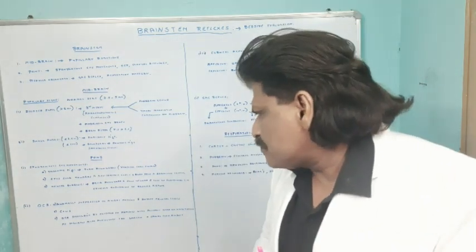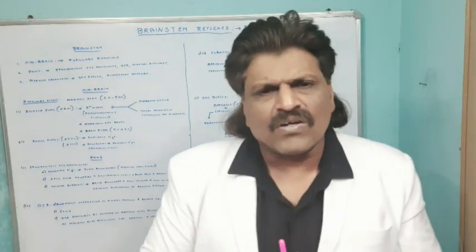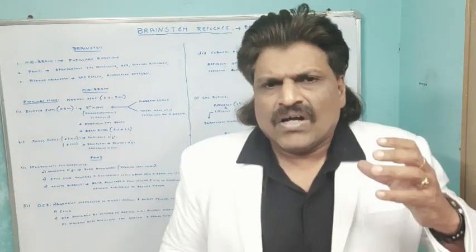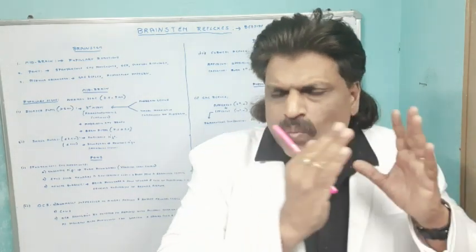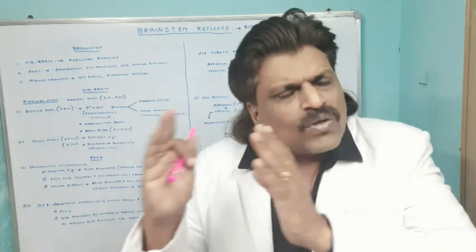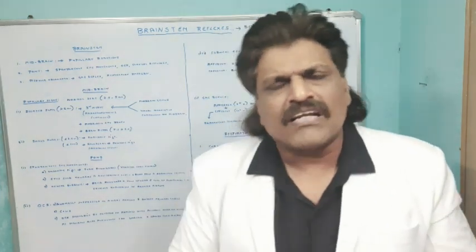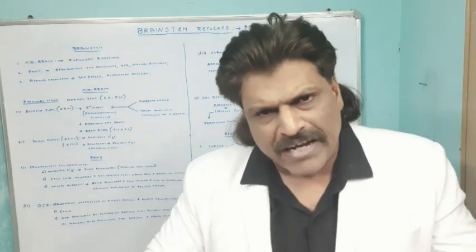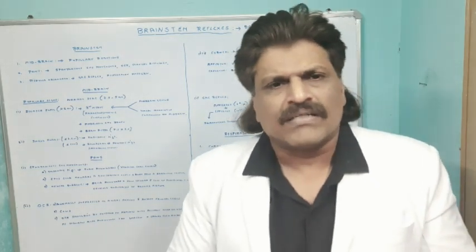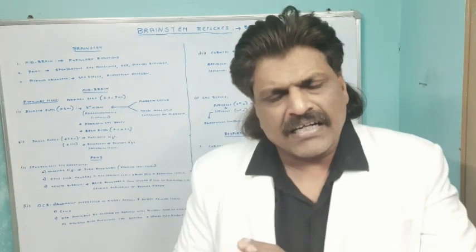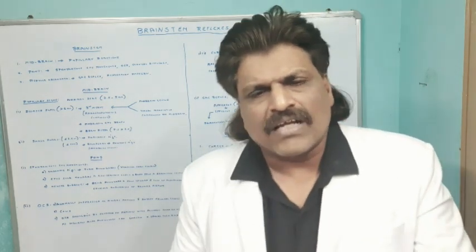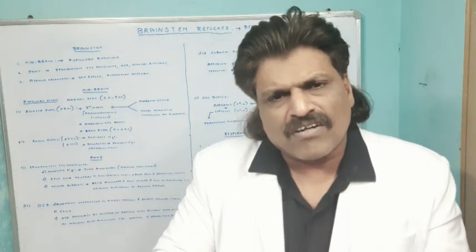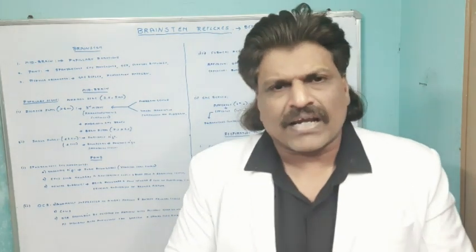Oculocephalic reflex. What is this oculocephalic reflex? When the head is turned to one side, the left side, the eyes will go to the right side. It is a normal reflex mechanism known as the doll's eye movement. We as children would have played with the doll's eye movement. When we turn the head of the doll to the right side, the eyes will go to the left side. When we turn the head of the doll to the left side, the eyes will go to the right side.